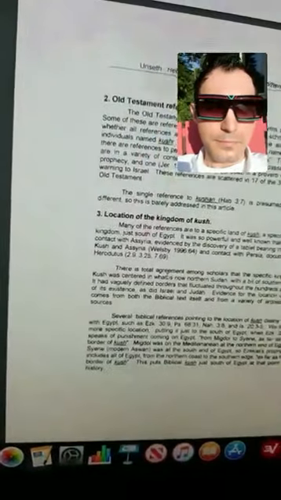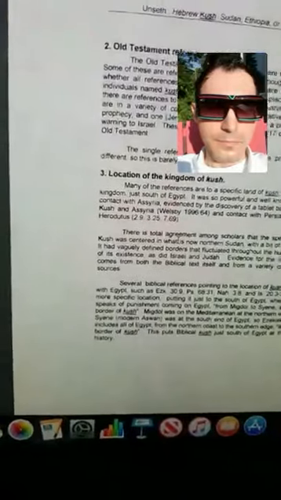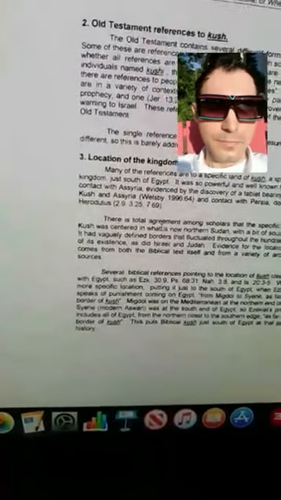Ladies and gentlemen, every time you hear the word Kush, it's talking about what we call, by a misnomer, Nubia, but it's really Kush, as far as where the Sudan is located and further up. It has nothing to do with Ethiopia. And this has been a fraud that's been on us for over 1,000 years.